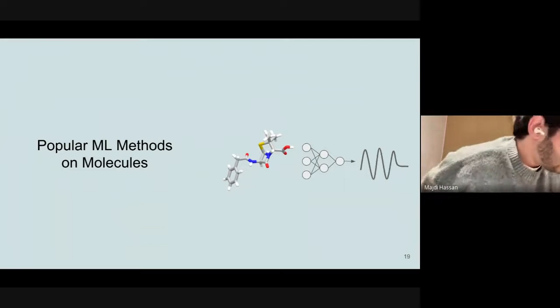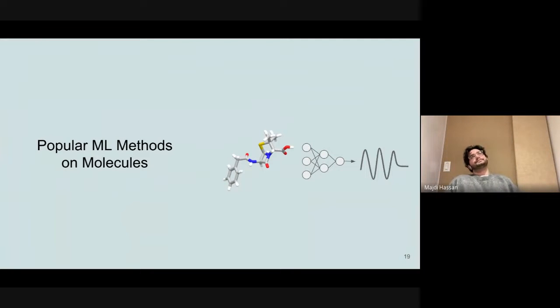So I've gone over the whole drug discovery pipeline, or parts of it, and covered a little bit of how ML might be useful in these pipelines. But I've mentioned things like generative models and graph neural networks and all that sort. And so I want to dissect these a little bit more and dive a little bit deeper into these popular ML methods on molecules.